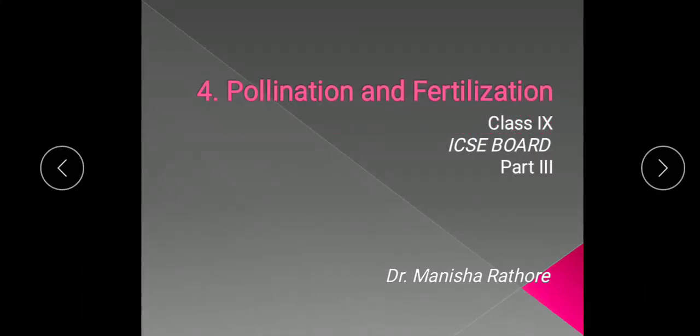Students, we have done some portion of this chapter 4, pollination and fertilization already, and in the previous classes you have studied the types of pollination, the types of wind pollination, and how nature favors cross pollination. Now this is the third part of the chapter, and today the chapter will be over. In this part we are going to study fertilization and the development of seed.